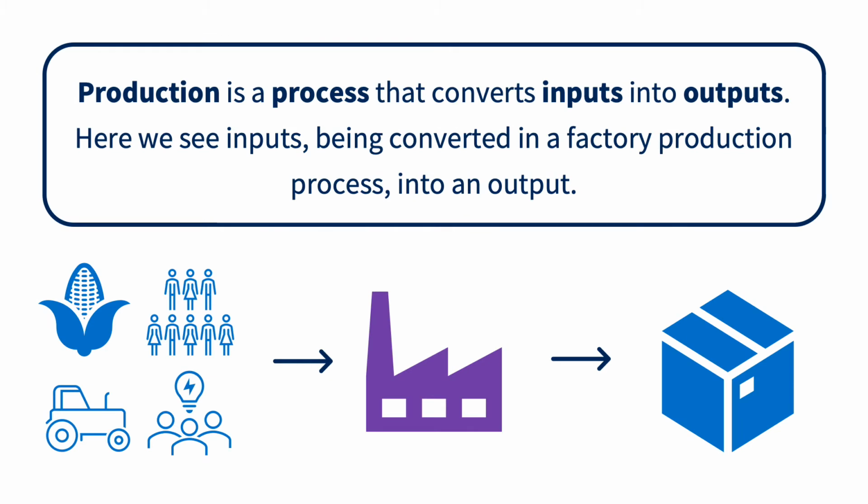So, let's get started. Production is a process that converts inputs into outputs. Here we have an example of inputs being converted in a factory production process into an output. This is a really general example, but it applies to any economic activity that produces a good or service. Production is the process that turns the inputs into an output.